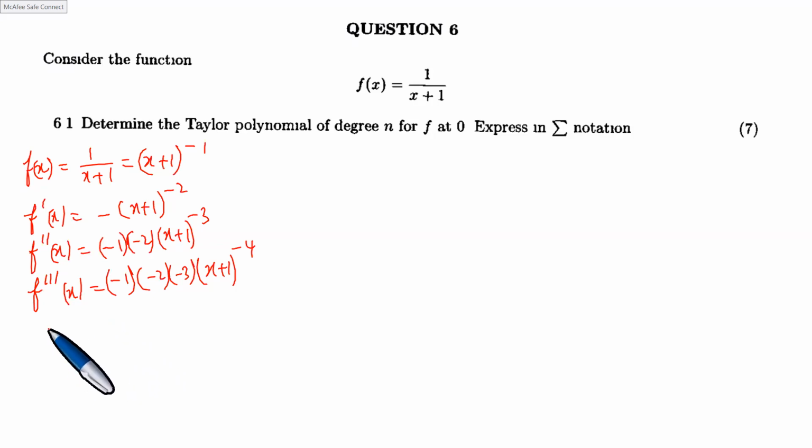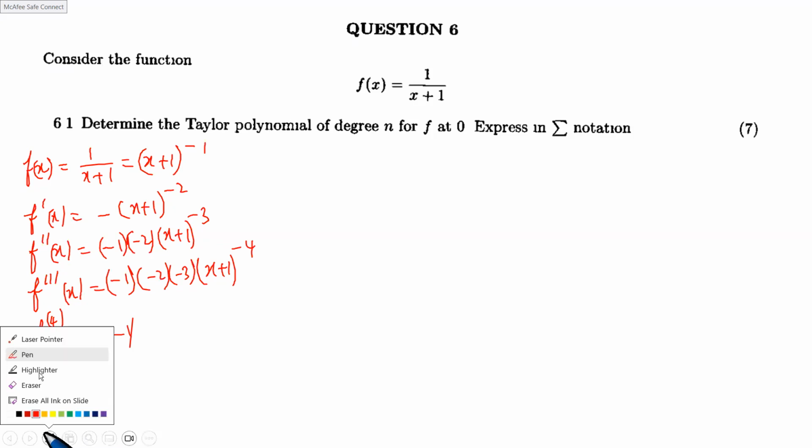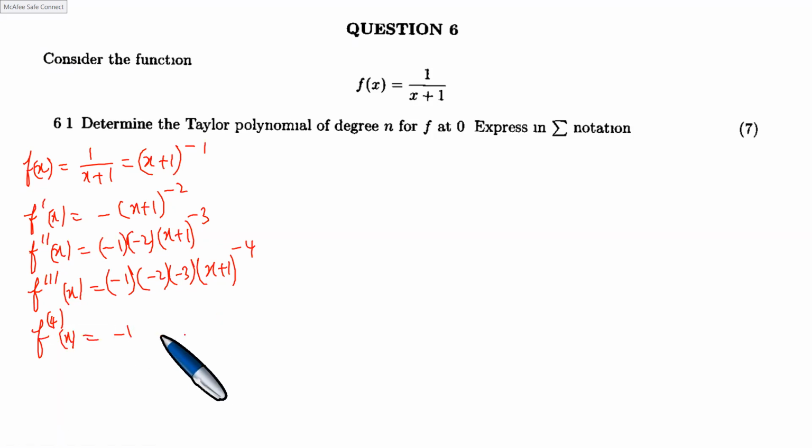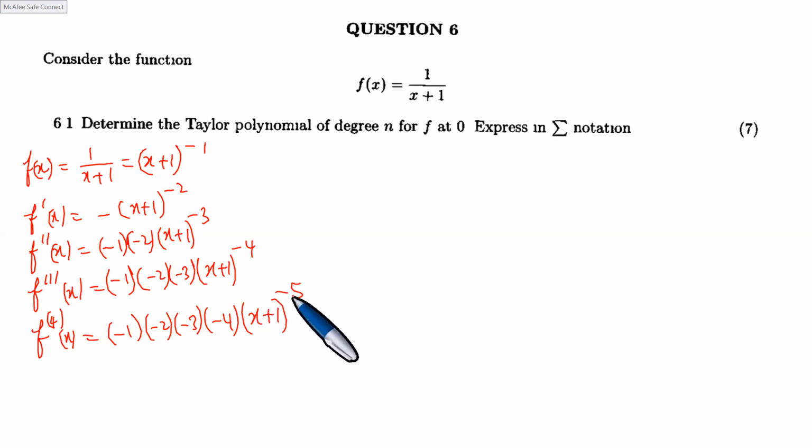So we go on. Let's just find one more. The fourth derivative of the function is minus 1, minus 2, minus 3, minus 4, into (x plus 1) to the minus 5.